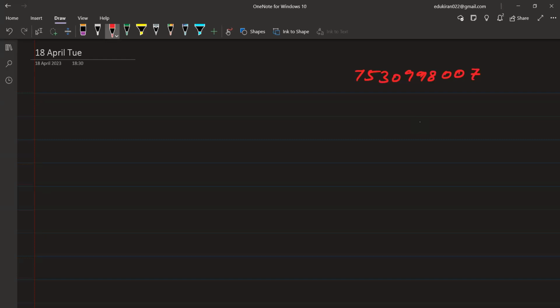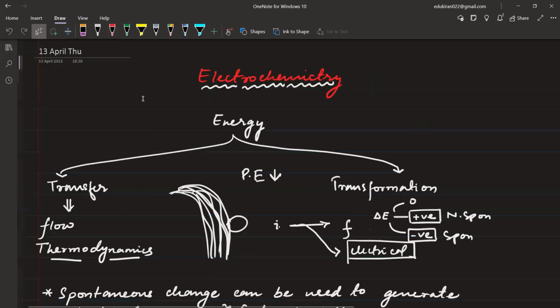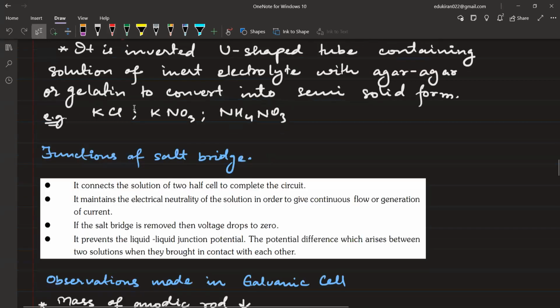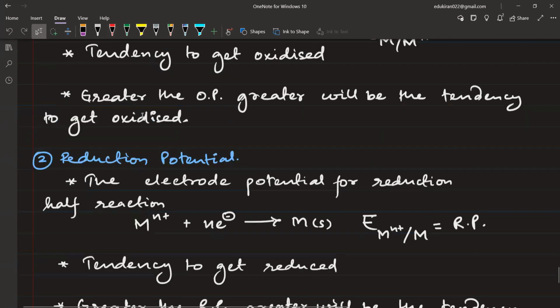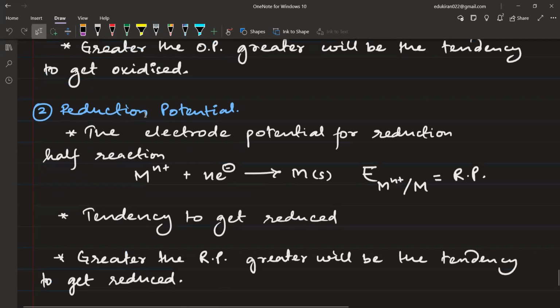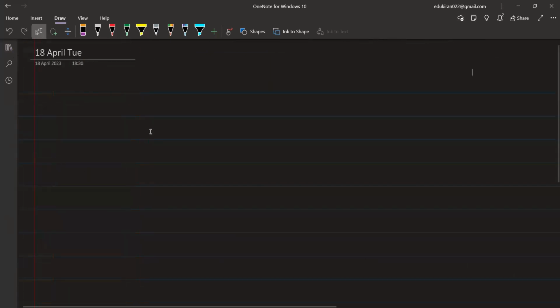Now, in electrochemistry, we are currently at electrode potentials. In the last lecture, we started with electrochemistry and we are at electrode potential. We have written for oxidation potential and reduction potential. Now, please see. Let me give you a bit of introduction. What is oxidation potential and what is reduction potential?